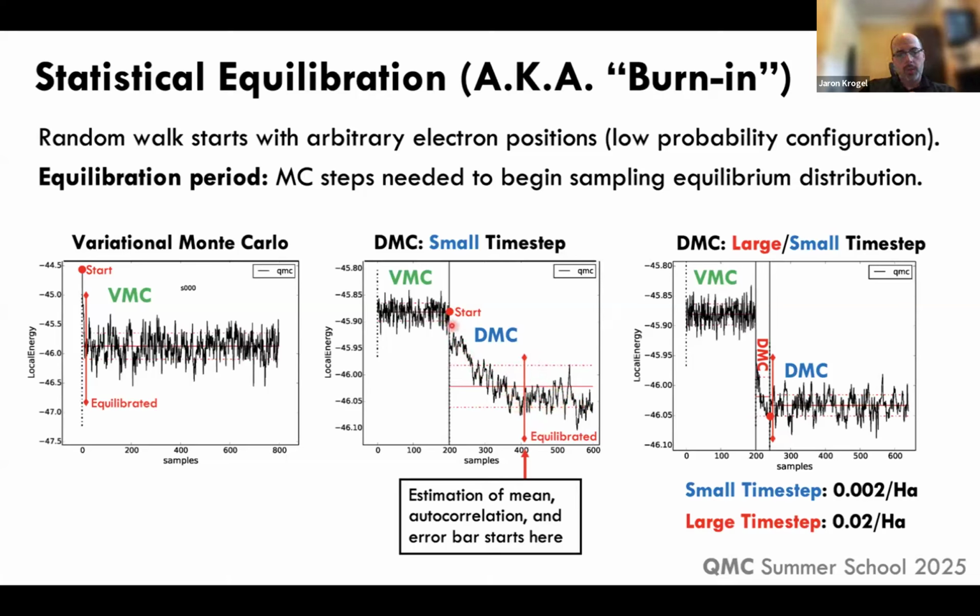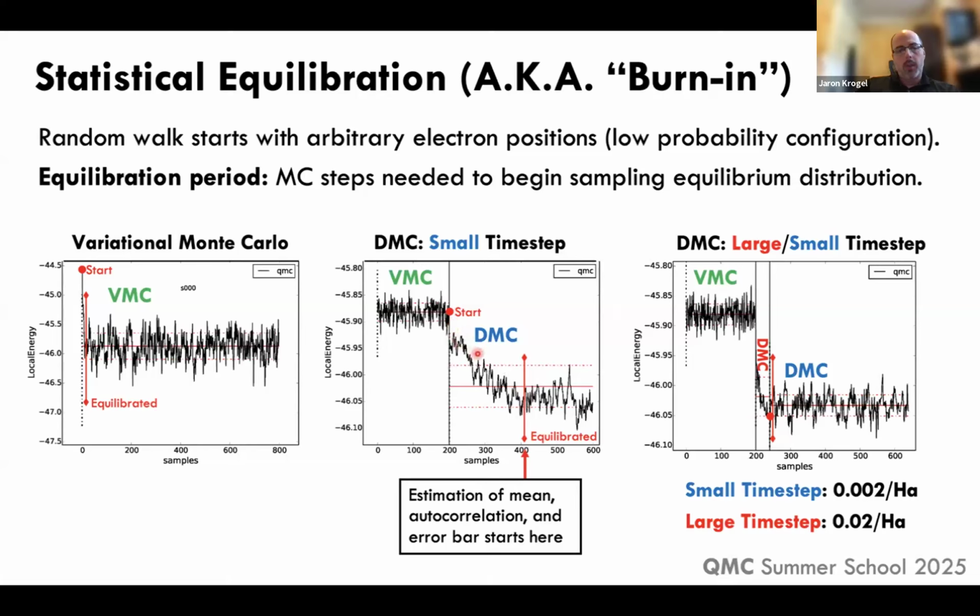Now, it's very important to know where this equilibration point is, because if you include all of this data to compute your mean, you'll be severely biased. And so all the samples in an equilibration period need to be thrown away prior to any statistical analysis.